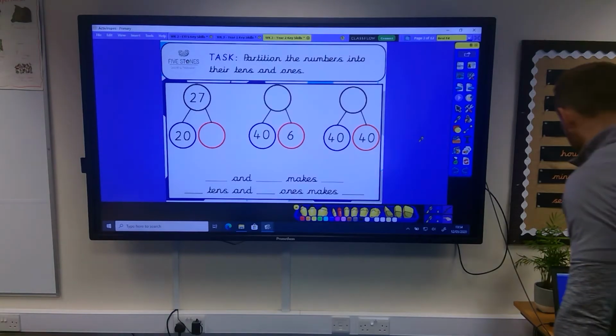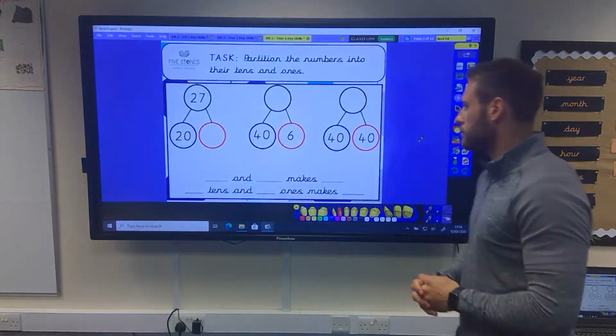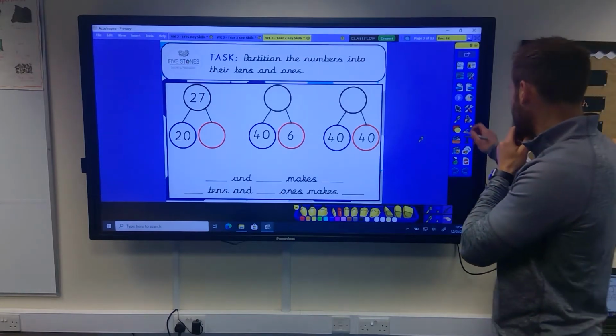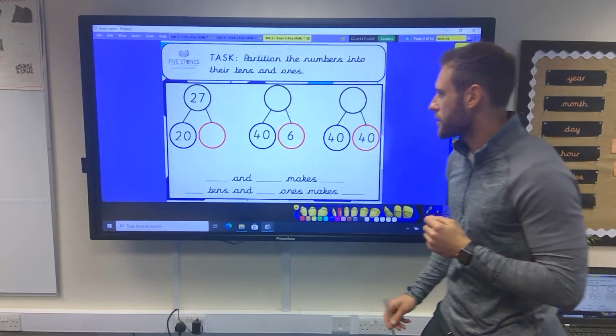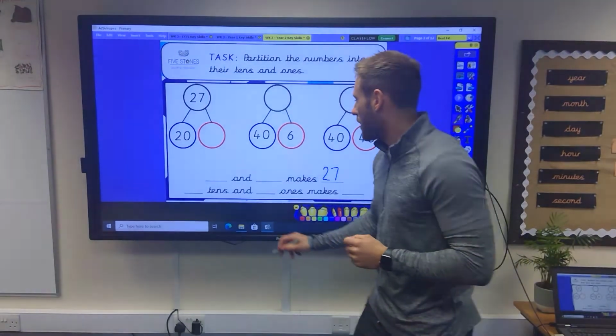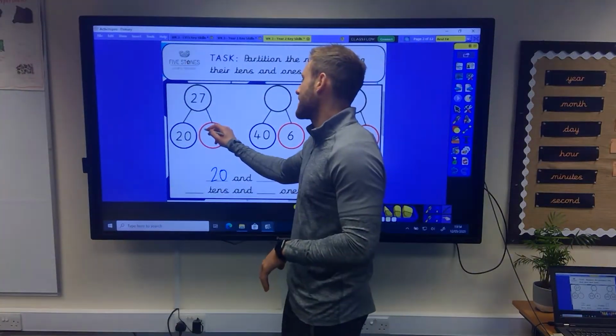Right, now different ones. Off you go. Right, let's have a little look at that first one. That'll give you some more time for the next ones. We've got the whole of, yes, 27 this time. So we know it makes 27, and we know we've got a part of 20. And our missing part is, yes, 7.